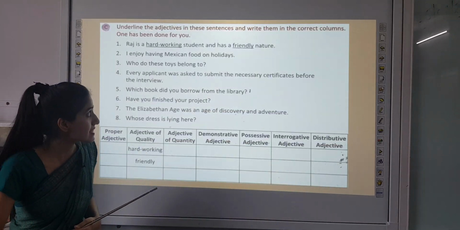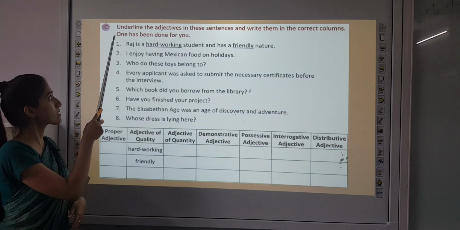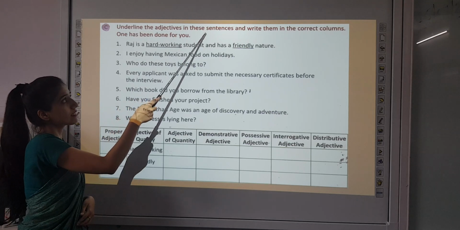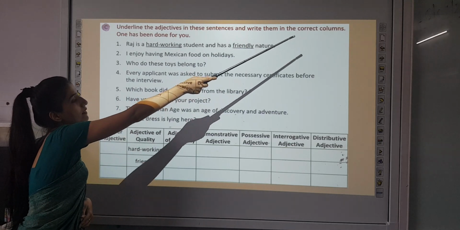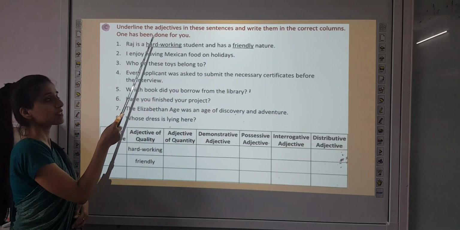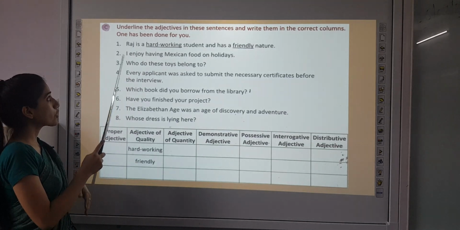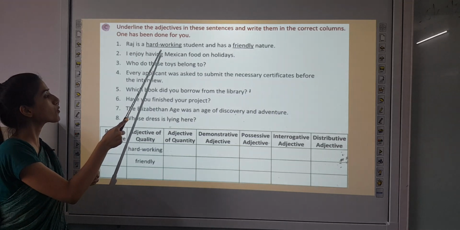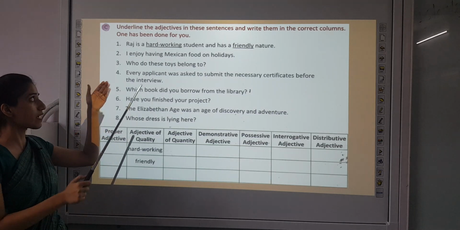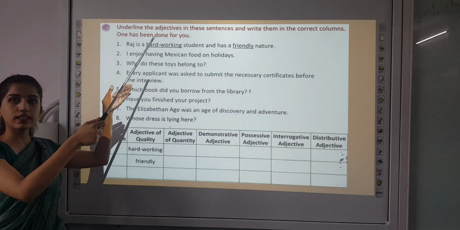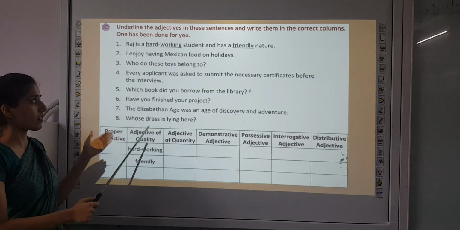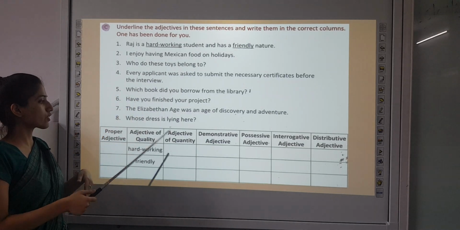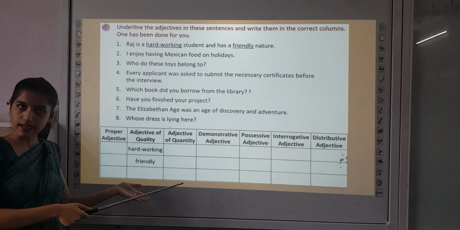So let's look at the exercise now. Question number C. Underline the adjectives in these sentences and write them in the correct column, and one has been done for you. So what you have to do is find out the adjectives and then put them in the correct column. Let's suppose if this is an adjective of quality, then you have to put it in this column. If something is an adjective of quantity, then you have to put it in that column.